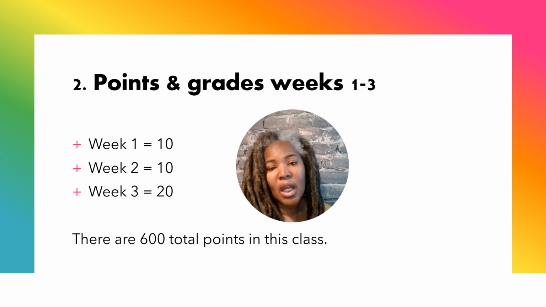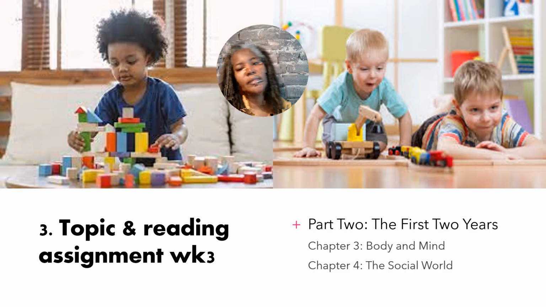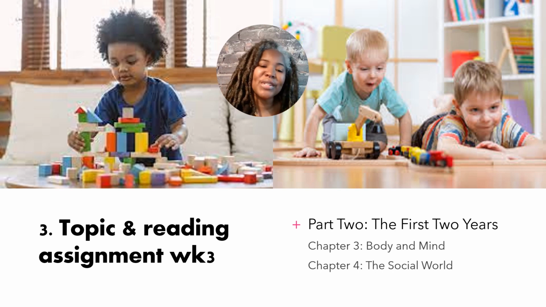Right now, you're aiming to get the 40 points. Okay, so this week's reading, you actually have 2 chapters to read. The first chapter is chapter 3, and the second chapter is chapter 4. Taken together, this is part 2, and part 2 is the first 2 years of life.